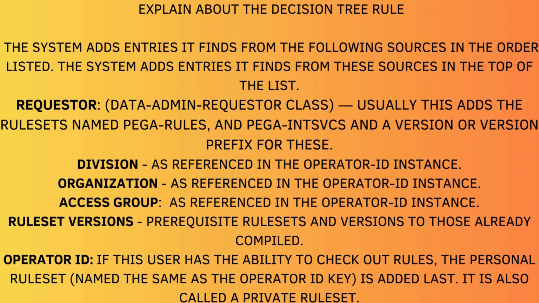Division as referenced in the operator ID instance. Organization as referenced in the operator ID instance. Access group, as referenced in the operator ID instance. Rule set versions, prerequisite rule sets and versions to those already compiled. Operator ID, if this user has the ability to check out rules, the personal rule set, named the same as the operator ID key, is added last. It is also called a private rule set.